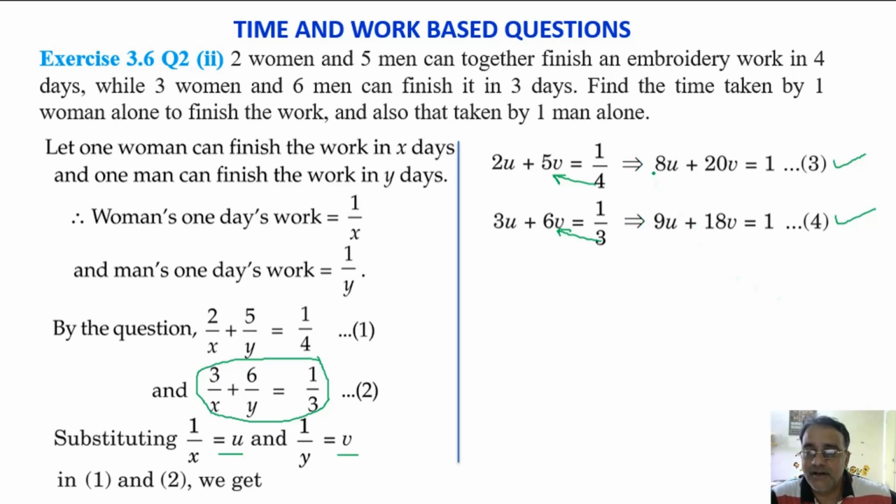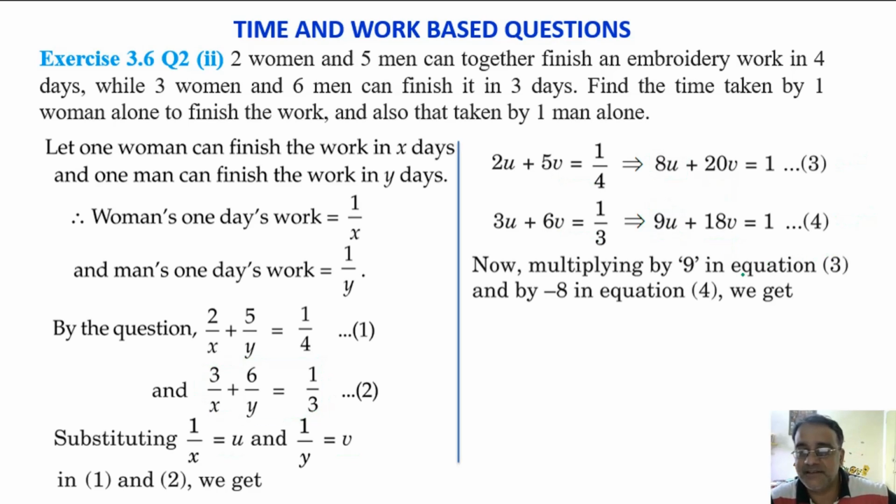Now, we can make these two coefficients same by multiplying 3 by which number? 9, and 4 by 8. Fine. If you want to make these two same, then you have to multiply third equation by 9 and fourth equation by 8. Why 9? 8 and 9. We have to multiply with 9. 72 हो जाएगा. And here 8 into 9, ये भी 72 हो जाएगा. ठीक है?